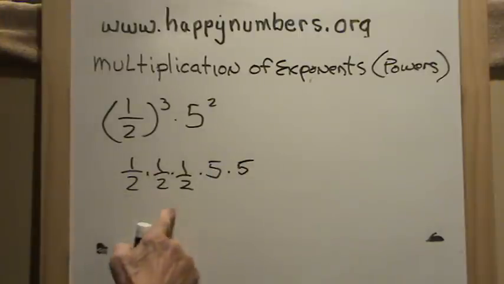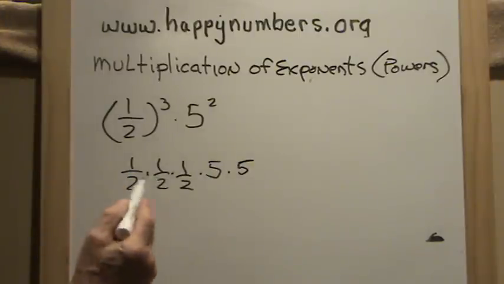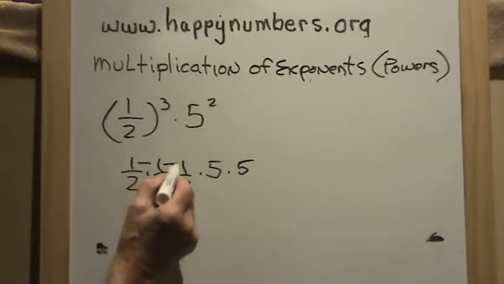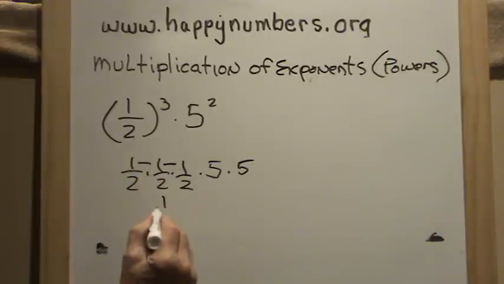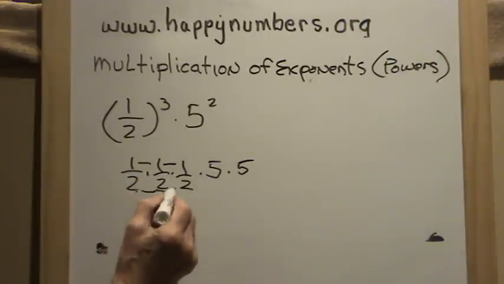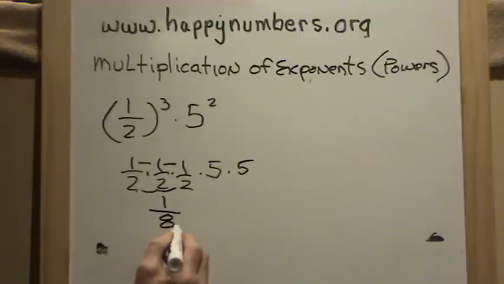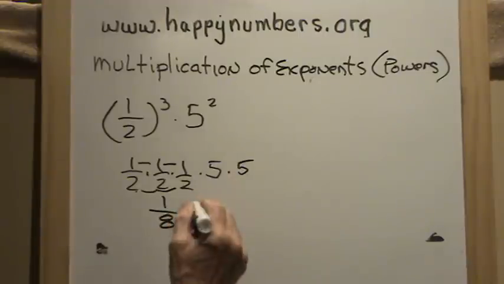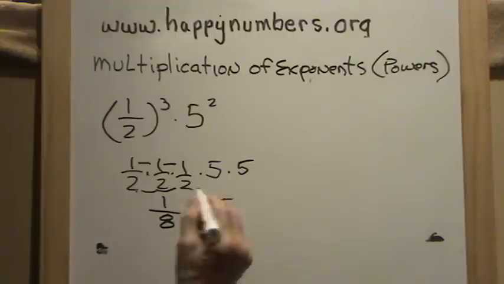Well, now we do our multiplication. We're multiplying fractions here, so we multiply the top. 1 times 1 times 1 is 1. 2 times 2 is 4. 4 times 2 is 8. So we have 1/8 times 25.